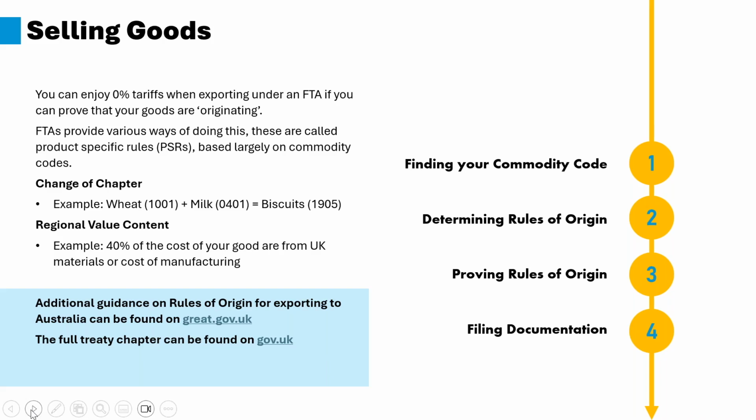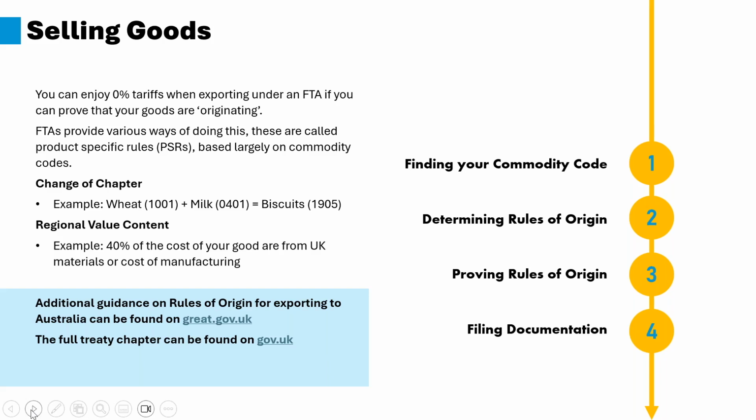There are different ways of meeting this requirement, and within the FTA, these are referred to as product specific rules, or PSRs. This is based on your HS code. Depending on the nature of your product, the requirement might be slightly different, but they're all designed in a way to make it fairly easy for you to prove whether something is made in the UK or not.